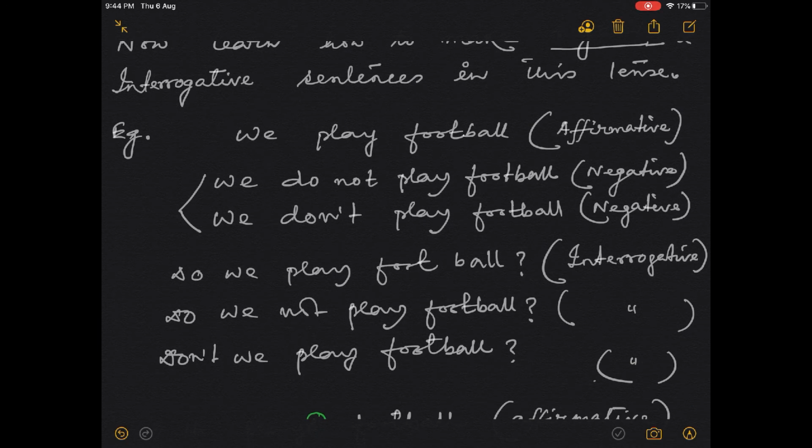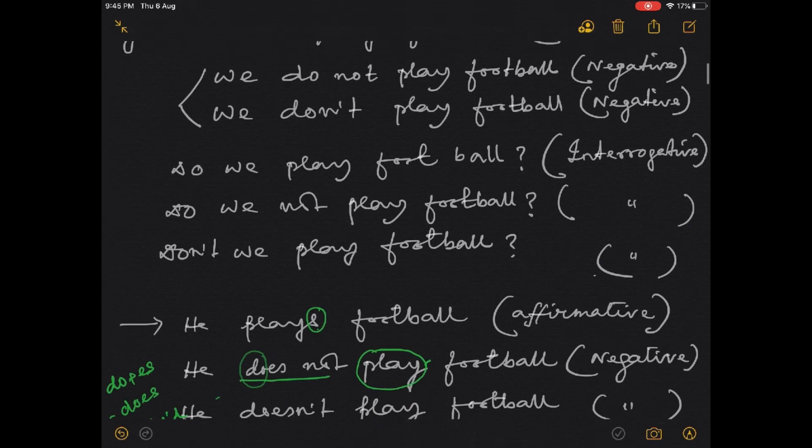Now for interrogative, use do at the beginning, and see, do we play football? This is an interrogative and affirmative sentence. And see, this sentence begins with do. Do we not play football? One not is there also, so it is interrogative and negative both. Do we not play football? Don't we play football? These are the examples of how to make an affirmative sentence a negative sentence.